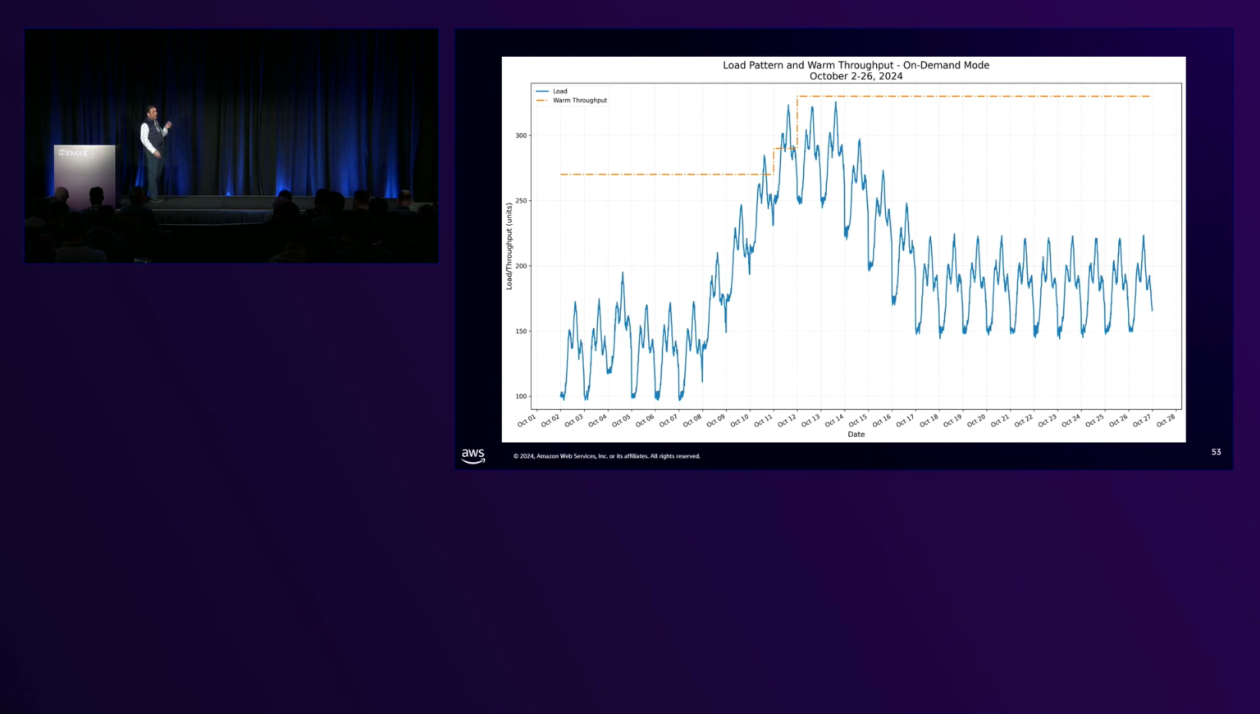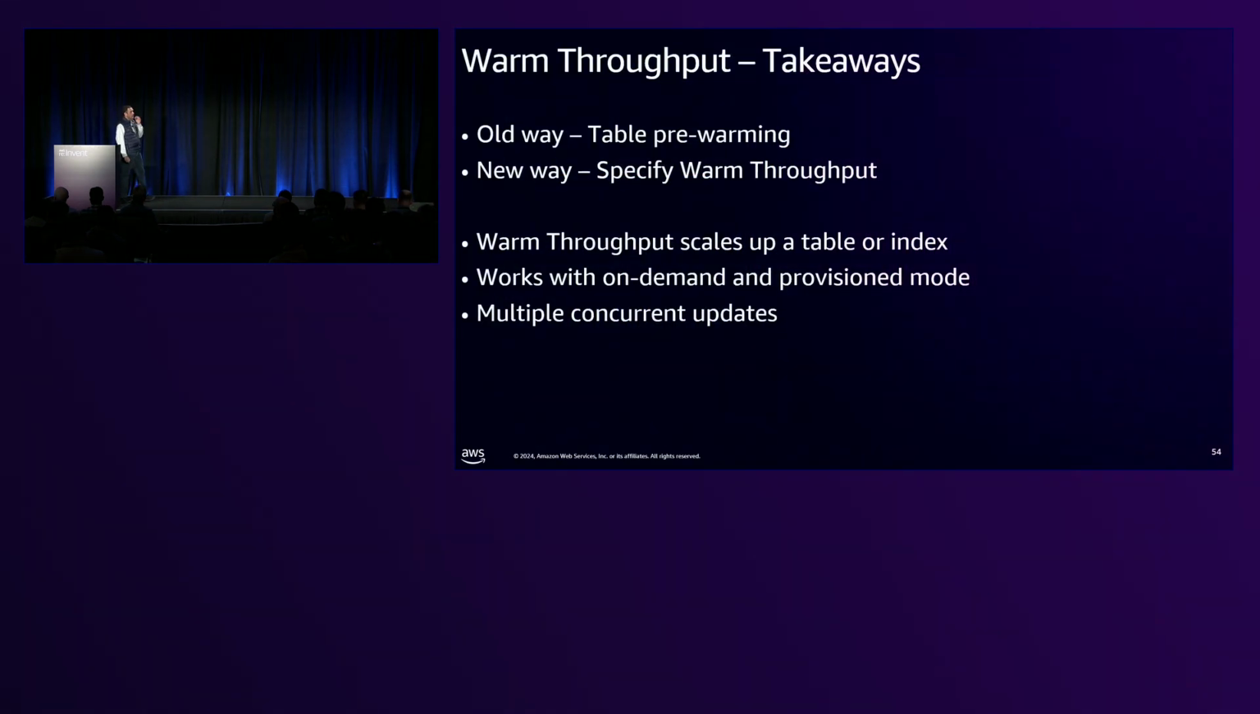So wherever possible, we would like you to move away from the old way of doing things. And by the way, if you're using CloudFormation, warm throughput support is already available. We're working with the Terraform folks to get it in. Specify warm throughput when you create your table. Specify warm throughput when you're updating the tables. Automate it wherever you can. And the best thing is if you're using it for provisioned mode tables, you can do concurrent updates and it will not interfere with autoscaling.